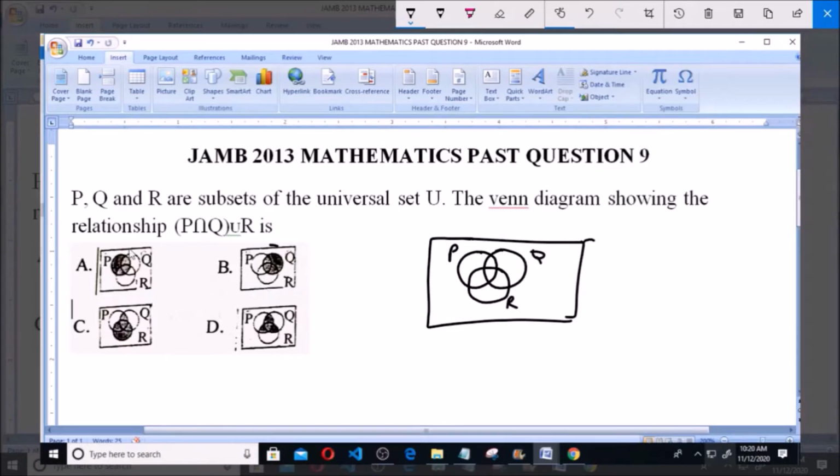Now the question says relationship showing P intersects Q. Now let's pick P intersects Q. P intersects Q is this point entirely, because this is P and this is Q, so the entire point here is what? P intersects Q. Now it also says what? Union, that is and R. So meaning the entire aspect of R, which is this, is the entire aspect of R. So now you can see that the option that agrees with what I just shaded here is option C. Option C is the part that corresponds with this, and so therefore making option C the correct answer to this question.